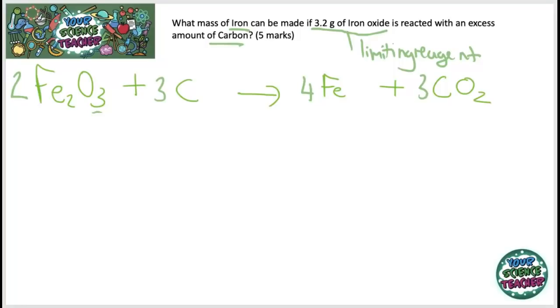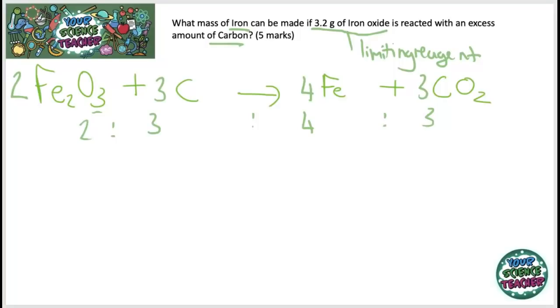From this now we have our ratios of moles in our equation. So we have a 2 to 3 to 4 to 3 ratio. That means if I have 2 moles of iron oxide, I would have 4 moles of iron. Or if I had just 1 mole of iron oxide, I would make 2 moles of iron.